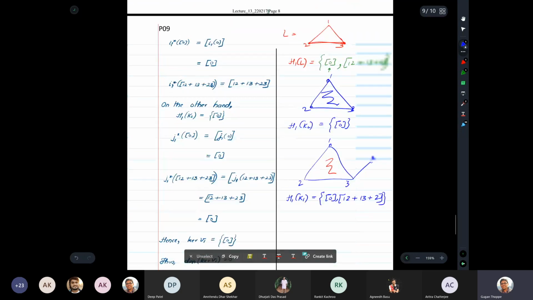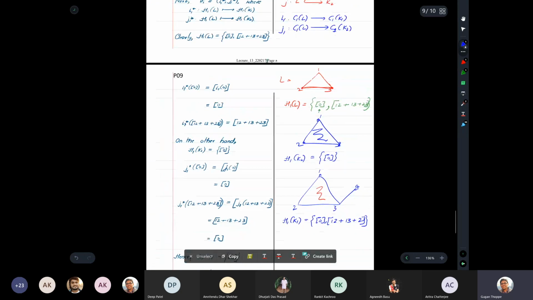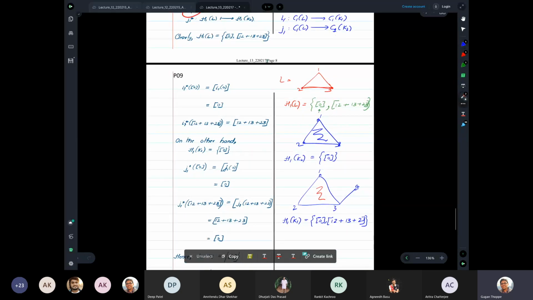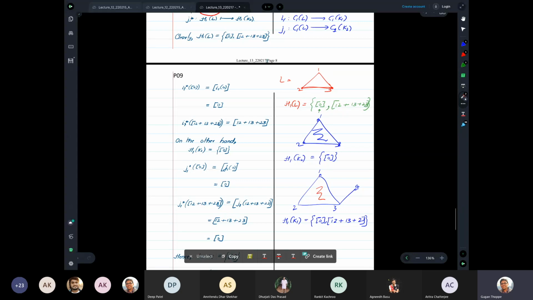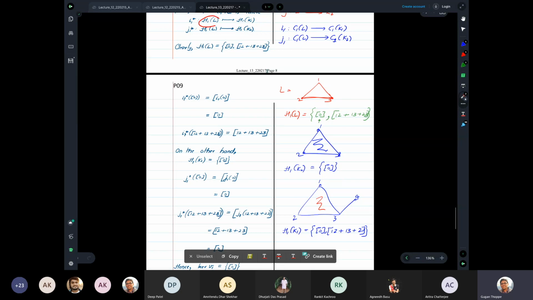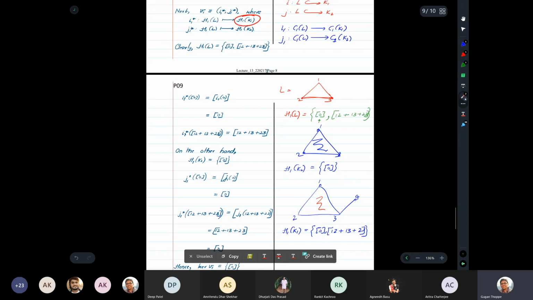And now let us try and understand what is this I1 star and J1 star. Okay, so that is what our interest is. Now we have to figure out what this I1 star and J1 star is. So I1 star goes from H1 of L to H1 of K1, right? So let's try to apply this I1 star on each of these elements. Just 1 minute.